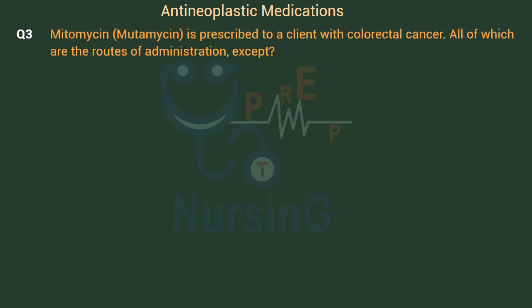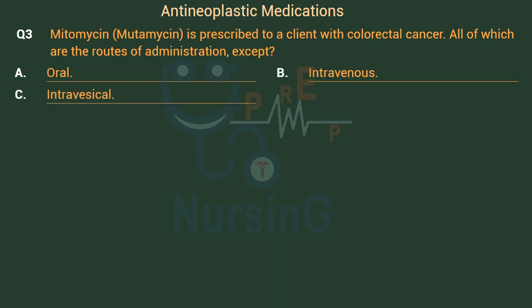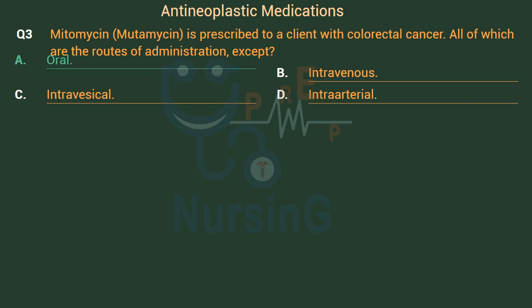Mitomycin, Mutamycin, is prescribed to a client with colorectal cancer, all of which are the routes of administration, except Option A, oral. Option B, intravenous. Option C, intravesical. Option D, intra-arterial. Right answer is Option A, oral.